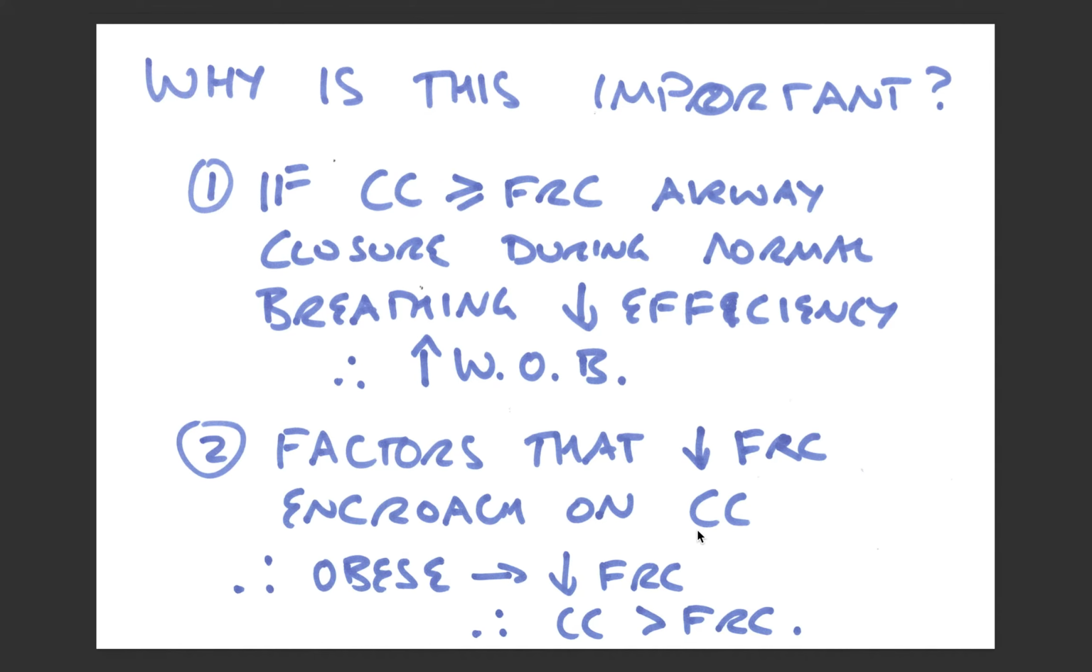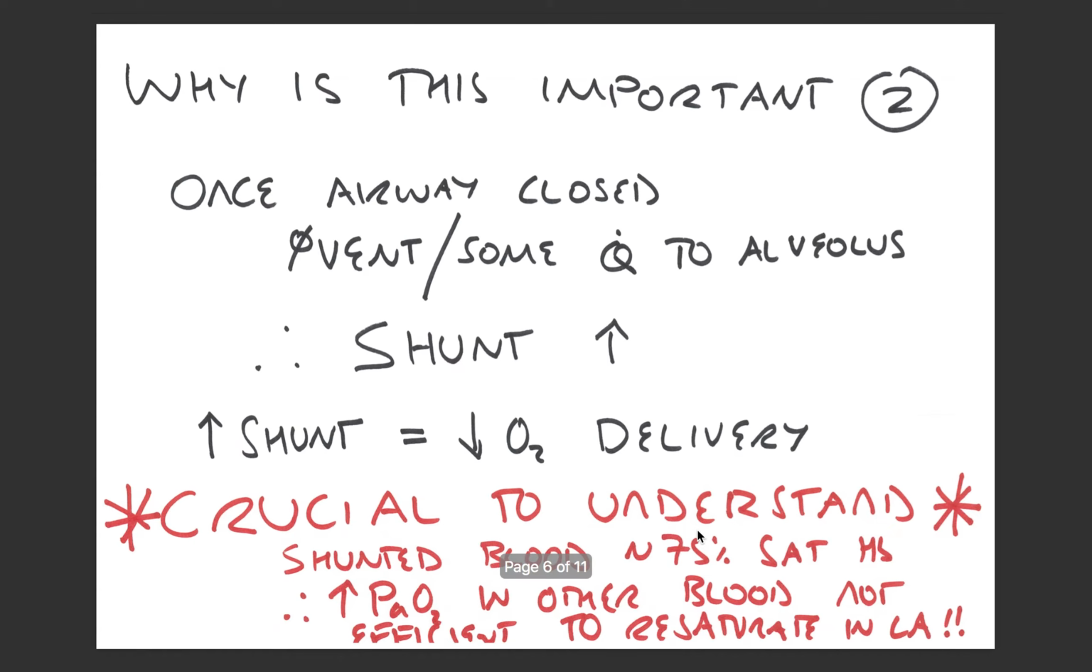Why is this important? If closing capacity is greater than or equal to the functional residual capacity, then airway closure is occurring during normal breathing. This opening and closing of airways increases the work of breathing and decreases the efficiency. Similarly, any factor that decreases functional residual capacity, such as obesity, will push the functional residual capacity further down, under the closing capacity. Therefore, as your functional residual capacity decreases with disease, your work of breathing increases.